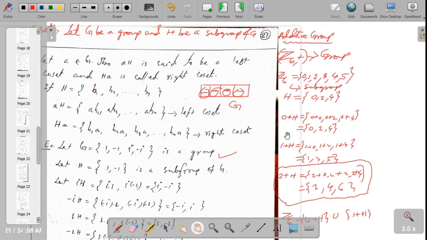So what are the cosets? We are going to find the cosets of Z6 with respect to subgroup H. First you take any element. So I start with 0. You add 0 to every element of H. So 0 plus 0, 0 plus 2, 0 plus 4. You will get 0, 2, 4.